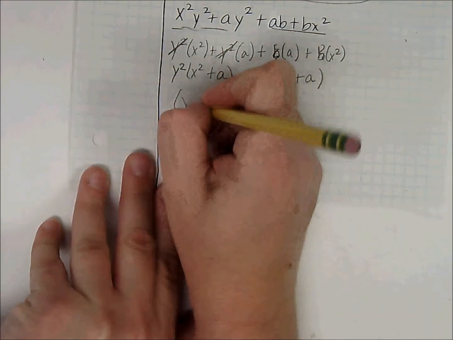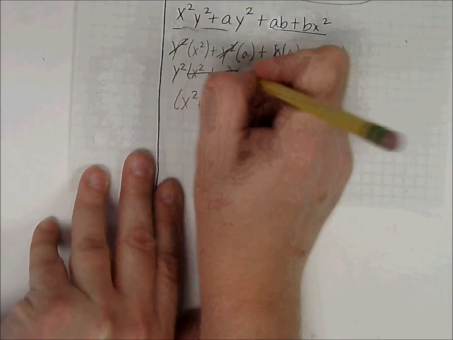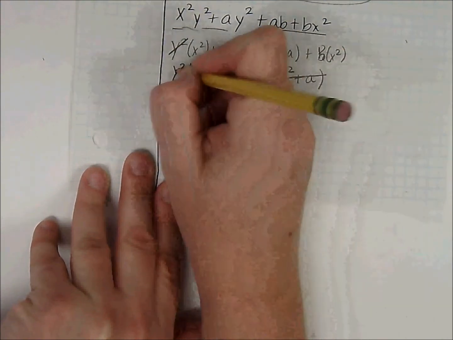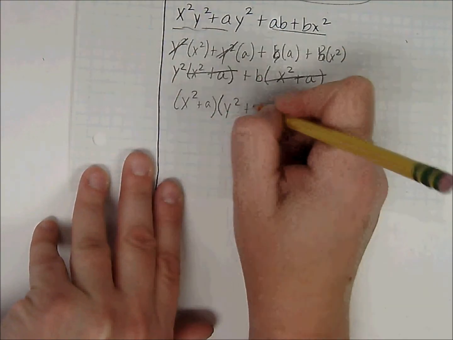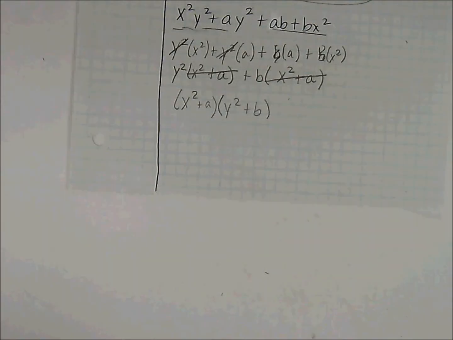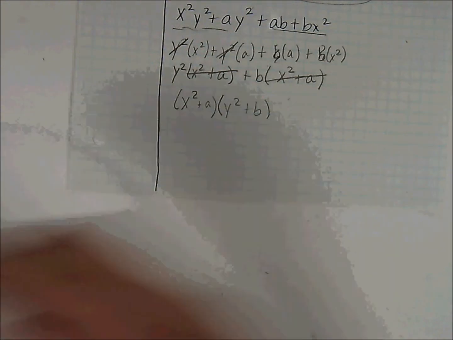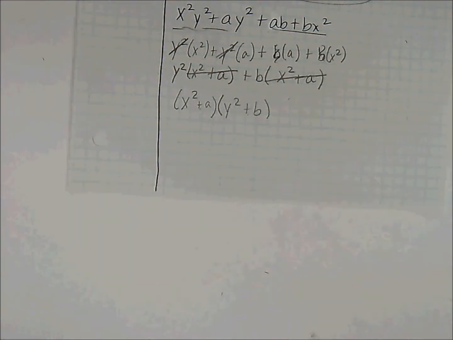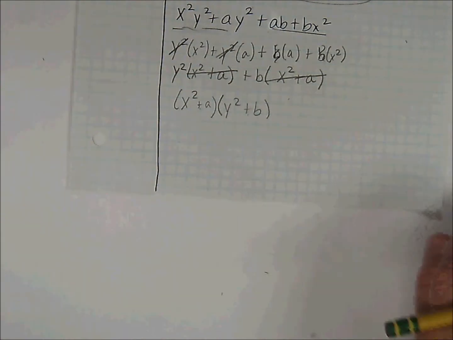Take that x squared plus a out that they both have in common, and I'm left with y squared plus b. Now factor completely. I see some squares in there. That makes me stop and see if I have the difference of 2 squares. Both of them are addition. There's no difference. I am good, and I know I factor completely.